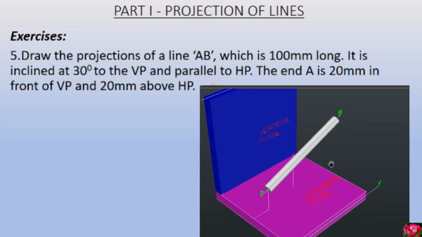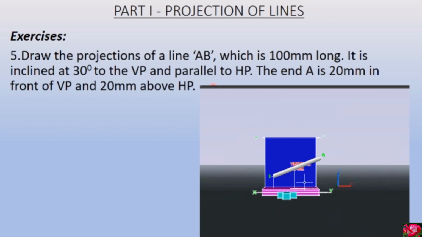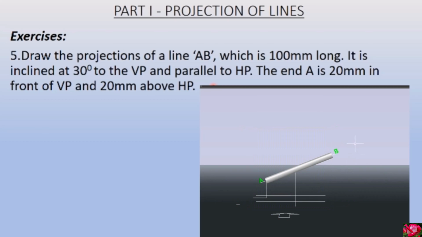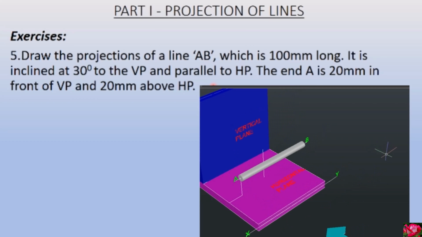Now this question is similar to the previous fourth question, but here the angle of inclination of the line is given with respect to the vertical plane. And from the previous question, this is a position from the previous question. The line is inclined to the horizontal plane. That is why it is looking inclined with respect to the horizontal plane. But in this question, it is parallel to the horizontal plane in this fashion.